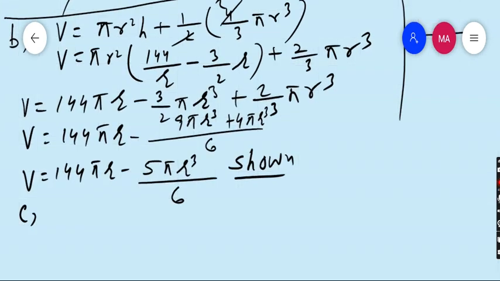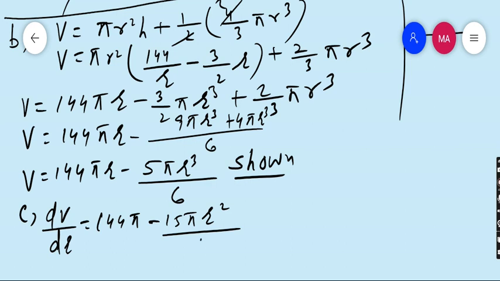Very easy. Just find the derivative of V with respect to r. dV by dr is equal to 144π minus 5, 3 5s are 15, 15πr² upon 6. Then 144π minus 3 5s are 15, 3 2s are 6, 5 upon 2 πr².